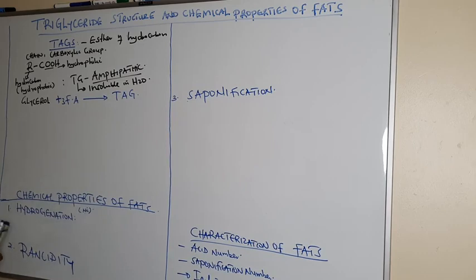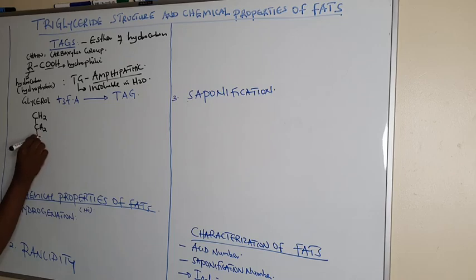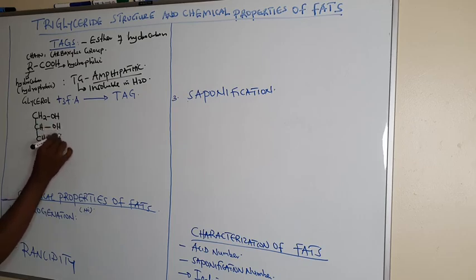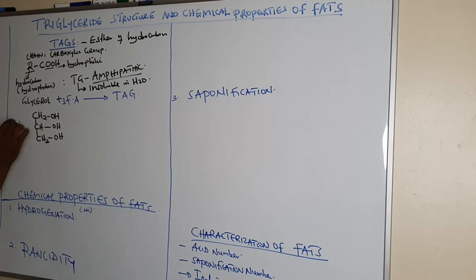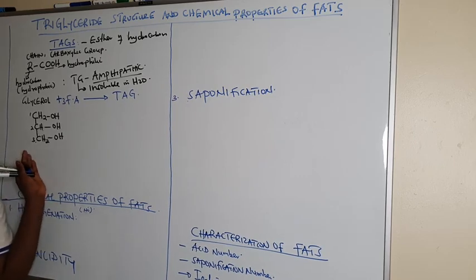That's what. If I have glycerol, glycerol is a 3-carbon sugar containing CH2, CH, and CH2. And these ones, all of them end with the hydroxyl group. This has a hydroxyl group, and this has the hydroxyl group. This is carbon number 1, carbon number 2, and carbon number 3. So this is the structure of glycerol.